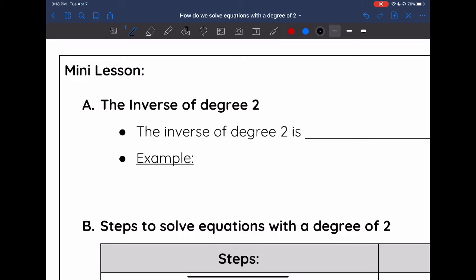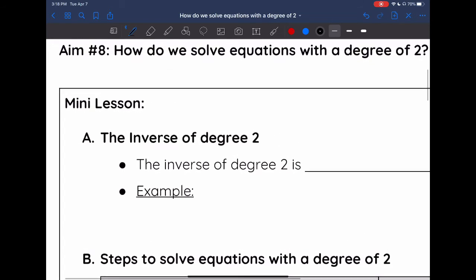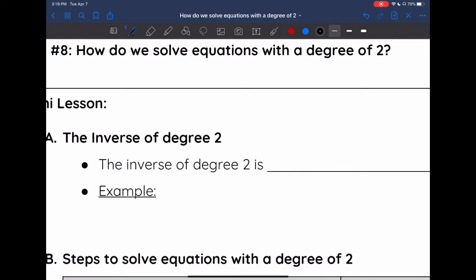We finally made it to the last mini lesson of our packet. So our last mini lesson is how do we solve equations with the degree of 2? That means when I have an x squared in my equation. In order to figure that out, we need to know what the inverse of a degree 2 is. So when I'm taking the inverse, I'm actually taking the square root.